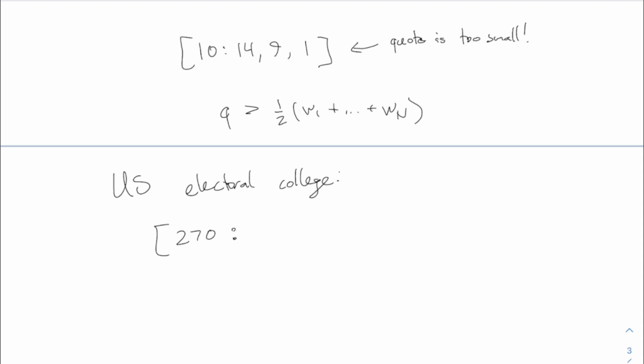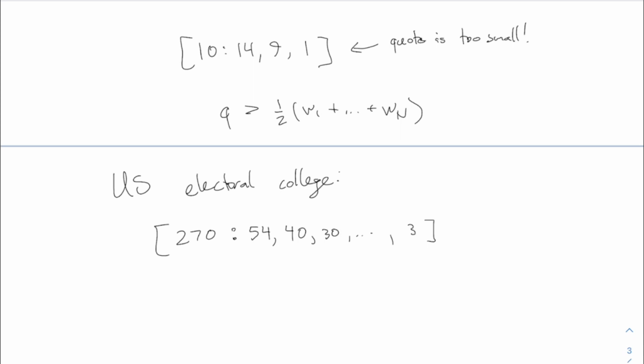The top one is California, which has 54 votes. The next one is Texas, which has 40. The next one is Florida with 30, etc. Down to the very smallest ones, the small states like Delaware, etc., are 3. 3 is the smallest.